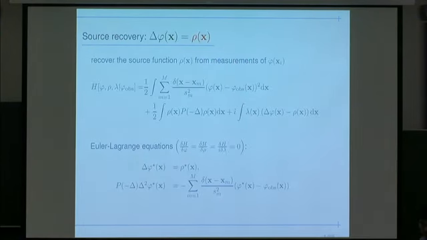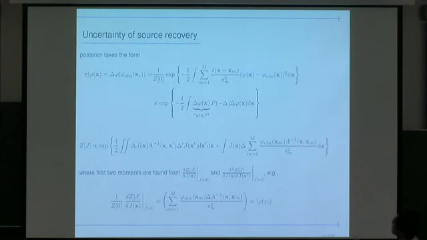Okay. So for source recovery, now the problem, again, is this harder problem because I have to put in this Lagrange function. And now there are three Euler-Lagrange equations. One is the Poisson equation back again. One is the one with data, and this is it. Okay.